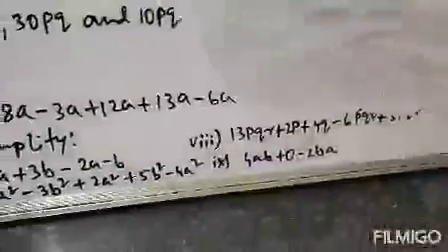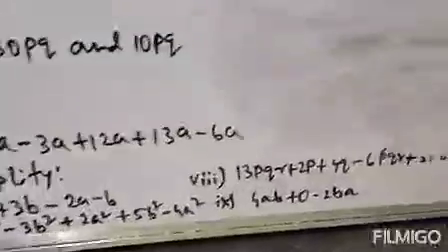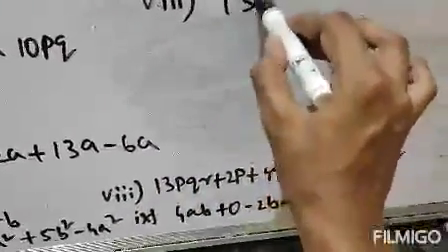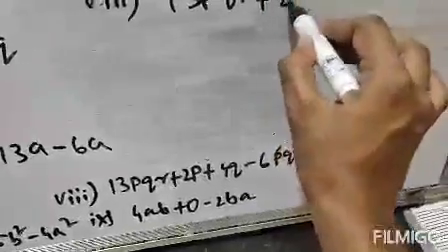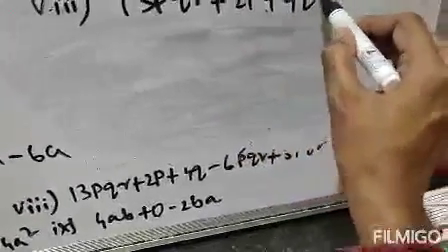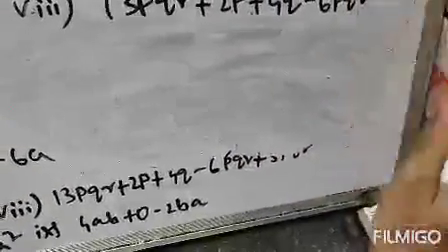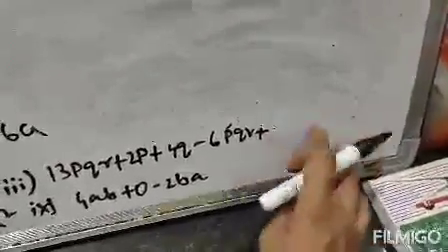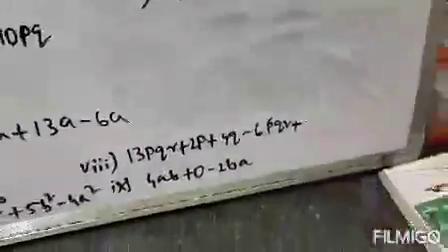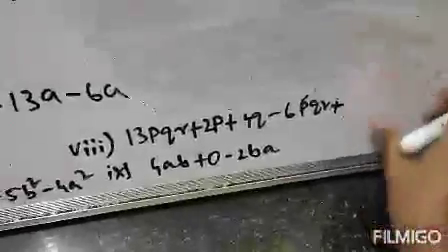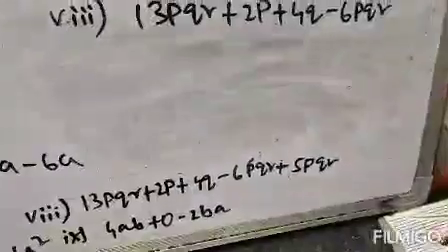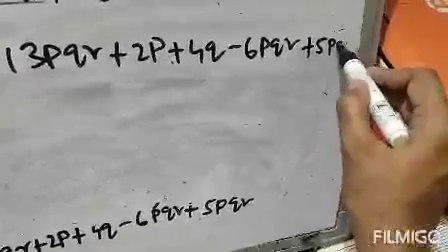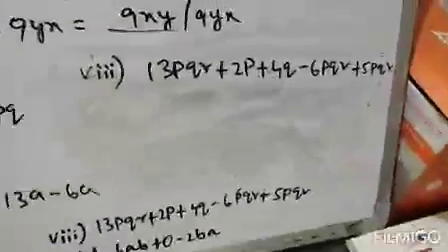Next, question number 8. Question number 8 is 13pqr plus 2p plus 4q minus 6pqr, and there was a term mistakenly erased. So just see the term. The term is plus 5pqr.